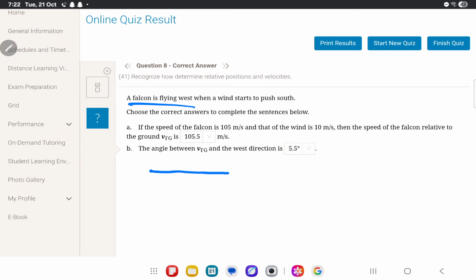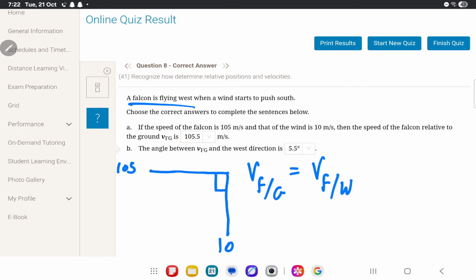Now, the wind is pushing south. So again, another right triangle. The Falcon is moving at 105 meters per second, and the wind is moving at 10 meters per second, right? So the velocity of the Falcon relative to the ground is the velocity of the Falcon relative to the wind plus the velocity of the wind relative to the ground.